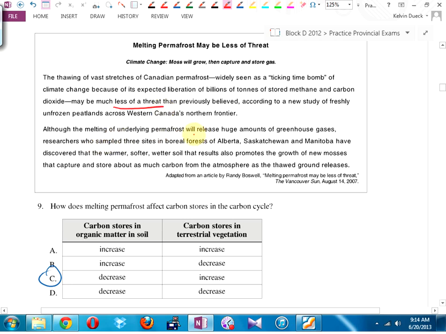Although the melting will release huge amounts of greenhouse gases, researchers who sampled three sites from the permafrost have discovered that the warmer, softer, wetter soil also promotes the growth of new mosses that capture and store about as much as the thawed ground releases. So the thawed ground releases, so carbon stores in organic matter is going to decrease in the soil. It's going to release carbon stores from the soil. However, the moss, which is terrestrial vegetation, correct answer?